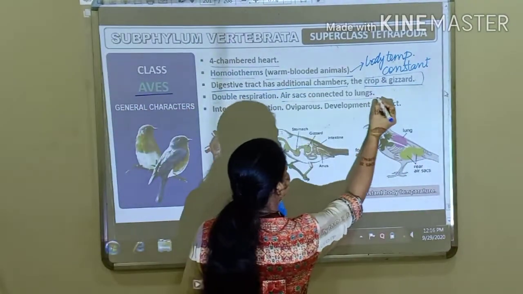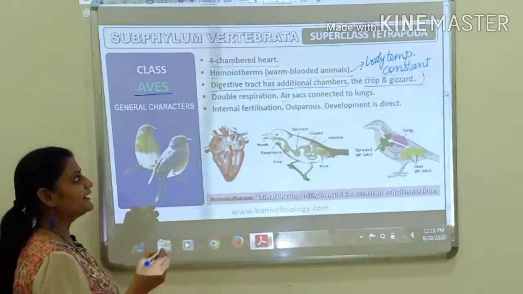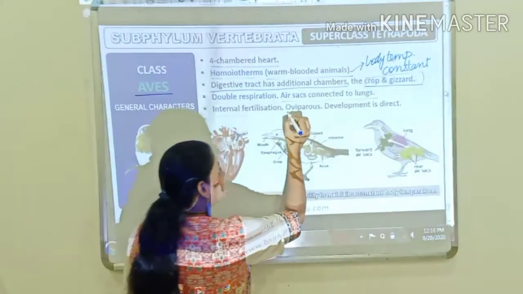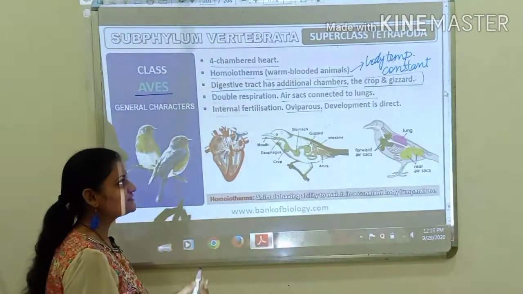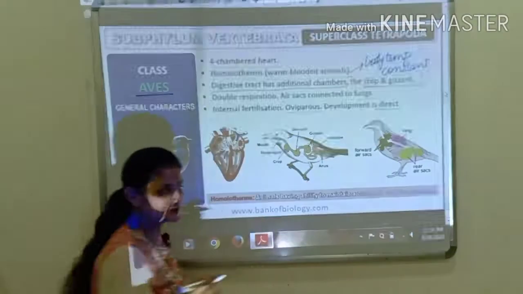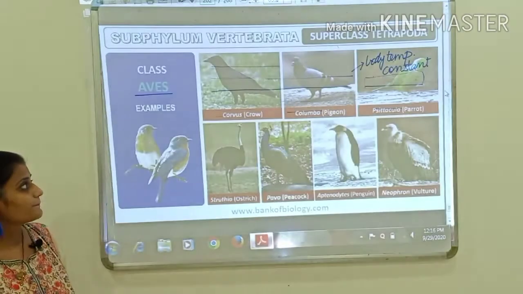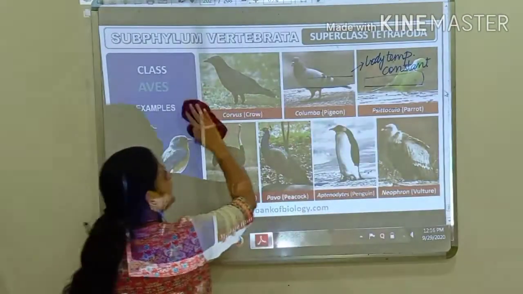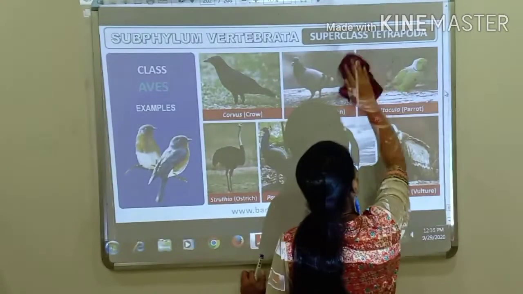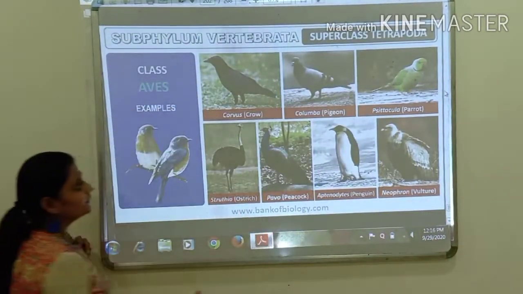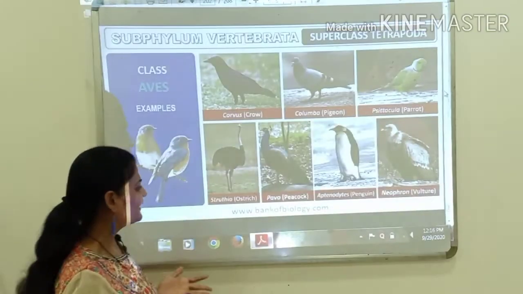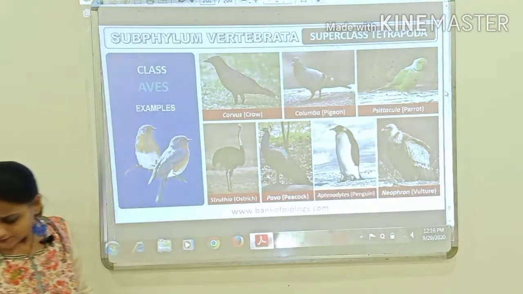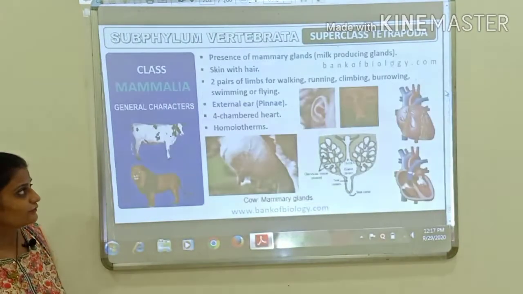Air sacs are connected to the lungs, right? And fertilization is internal. Inside the body of the organism only fertilization takes place. They are oviparous, so they also lay the eggs, and the development is direct. There is no larval stage produced in these organisms. And different examples of these organisms or aves are सारे birds except for the few are included in this. ठीक है, like crow, pigeon, parrot, ostrich, peacock, penguin, vulture, all these organisms are included in this class, that is class aves.